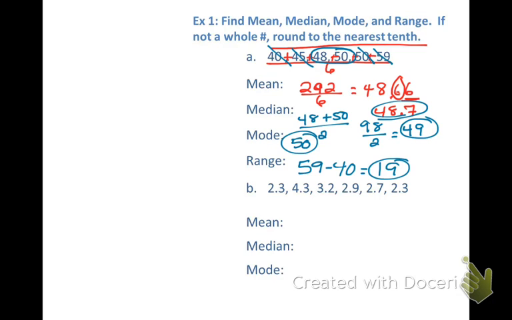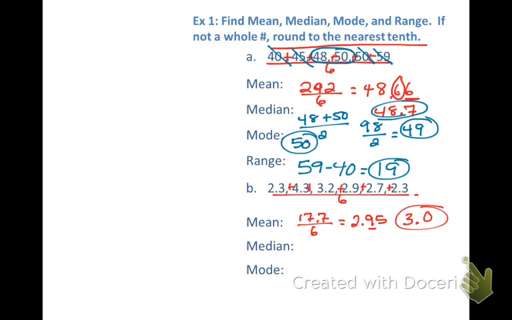Mean. If you decide to just put them in the order that the book gives you, you can do the same thing. You can put a plus sign and divide by how many there are: 1, 2, 3, 4, 5, 6. And add them all up. When you add them all up, you get 17.7, and you divide by 6. That would be 2.95. But they asked you to round it up. So I'm rounding 9 up to 10, which would make it 3.0.